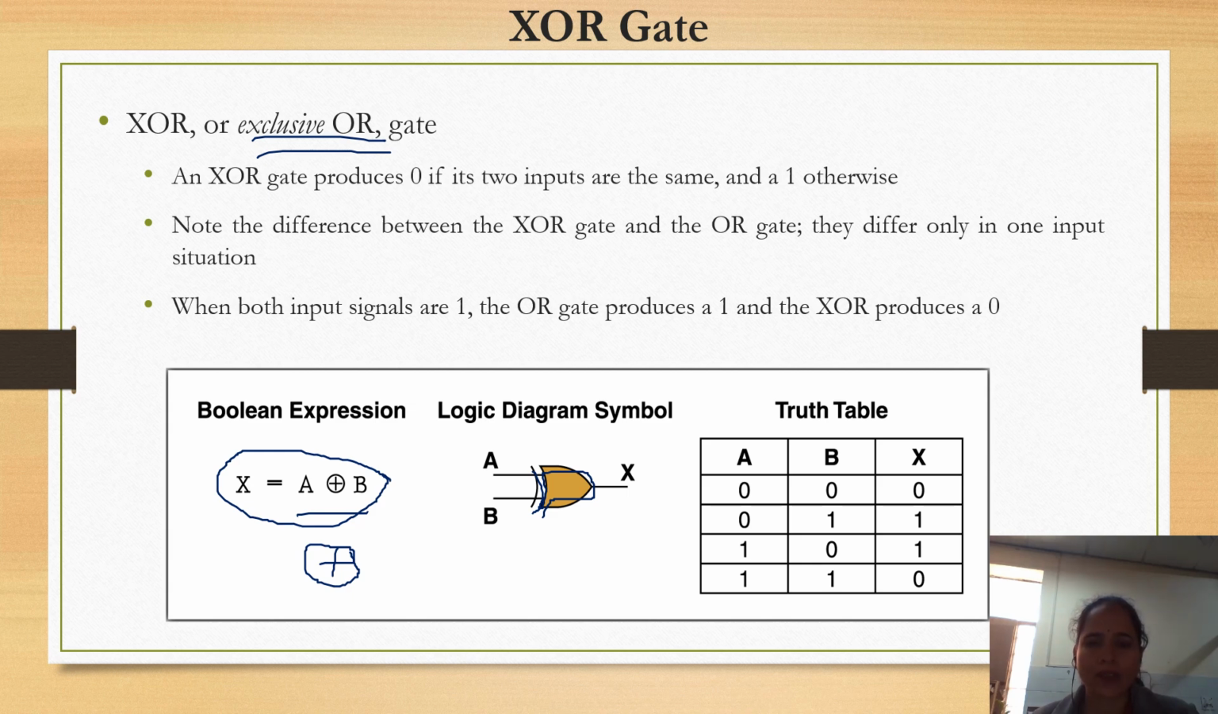Okay, the truth table is here. If both the inputs are the same, then the output is 0. So this is the interesting concept. If both the inputs are the same, then the output is 0. If the inputs are different, then the output is 1. Okay, so I'll show how this is constructed.